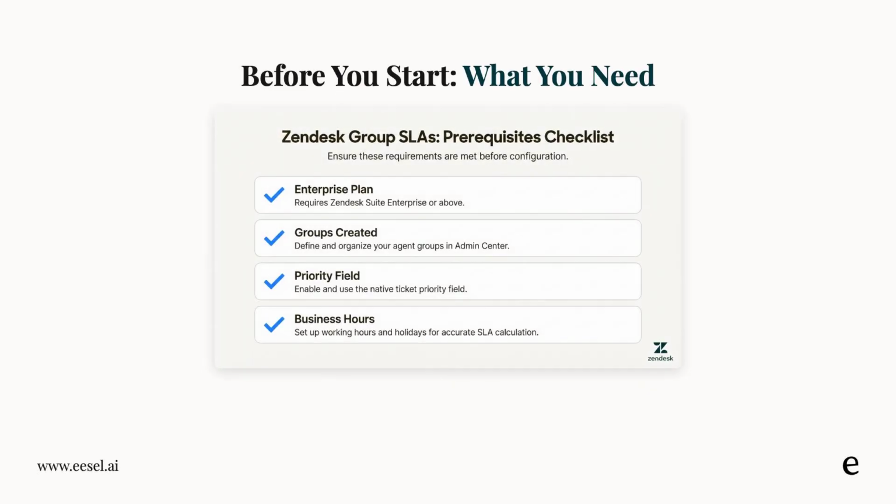Before you can create group SLA policies, a few things need to be in place. You need a Zendesk Enterprise plan. This feature is not available on Professional or lower tiers. You also need your groups already created and the default priority field active on your tickets.